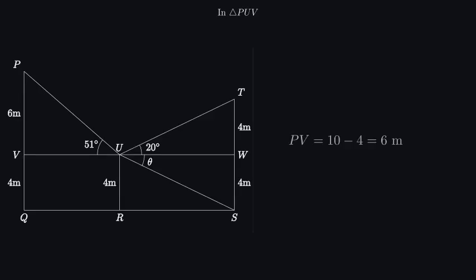To summarize, after drawing a horizontal line through U, we found that PV equals 6 meters, TW equals 4 meters, and WS equals 4 meters. From triangle PUV, we found VU equals 4.8587 meters. From triangle TUW, we found UW equals 10.9899 meters. Adding them gave the distance between Q and S, which is 15.85 meters. Finally, using triangle UWS, we found the angle of depression of S from U to be 20.00 degrees. These are the final answers.